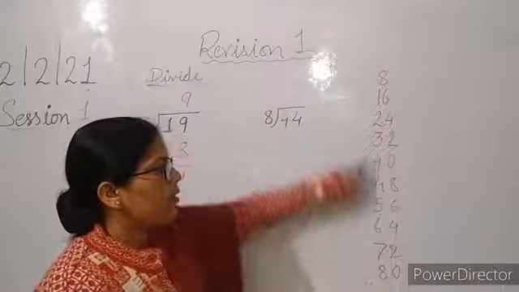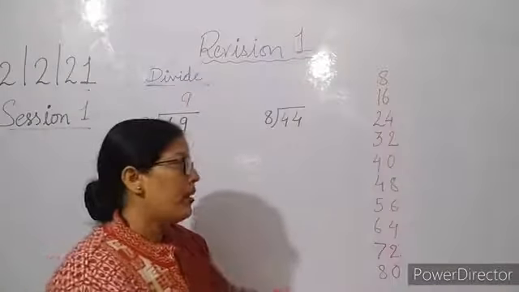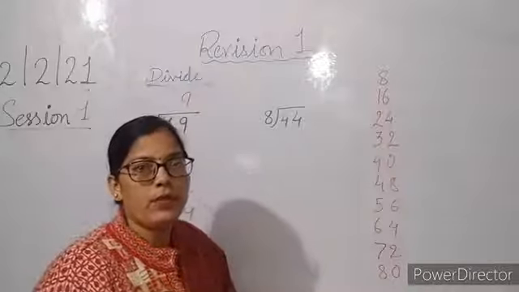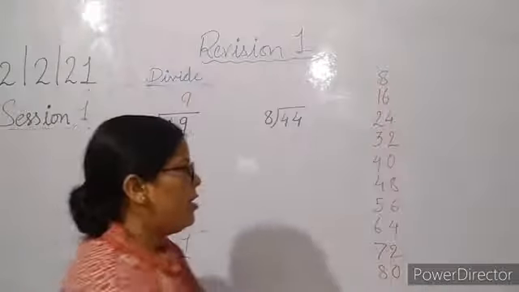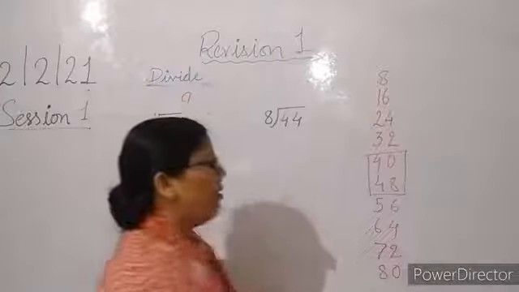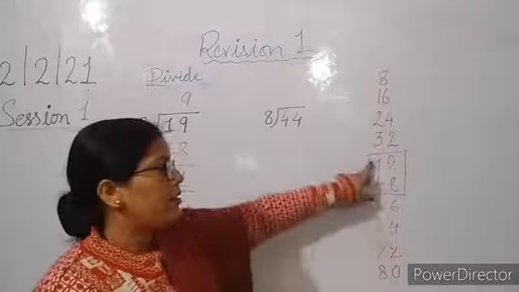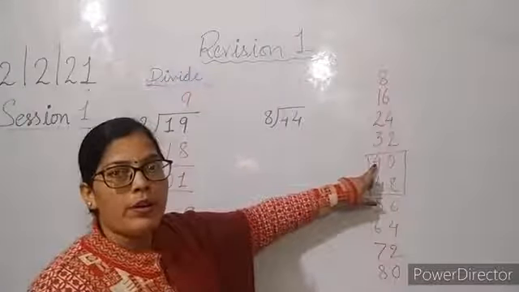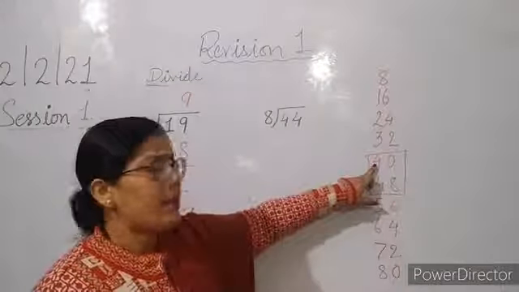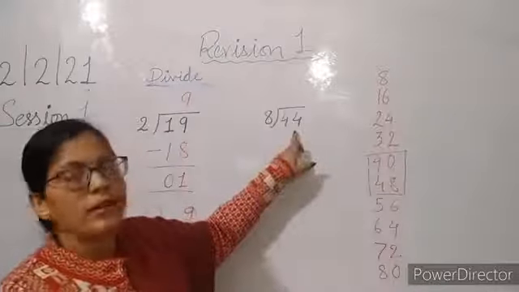44 is not there in the table of 8. So if 44 is not there, you have to find the numbers nearest to 44 in the table of 8. The numbers nearest to 44 are 40 and 48. We have to select the smaller number. The smaller number is 40. Why are we selecting the smaller number? So that we can subtract this number from the dividend.